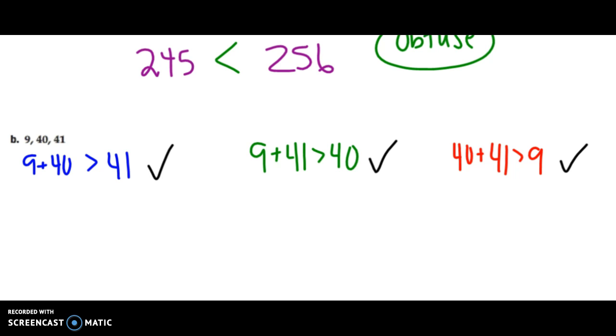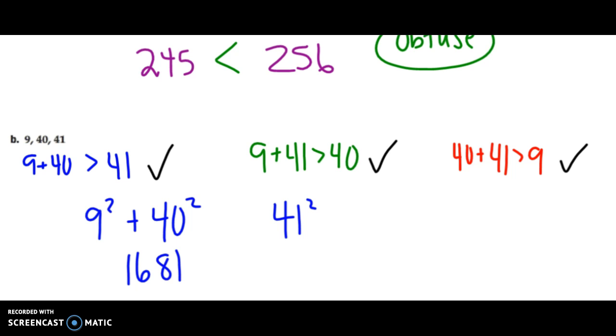Now we need to figure out if this is a right triangle, acute triangle, or obtuse triangle. So 9 squared plus 40 squared, and then we have 41 squared over here. Well, 9 squared is going to be 81, and 40 squared is going to be 1600. So together this is 1681. 41 squared is 1681. They are equal. So this is a right triangle.